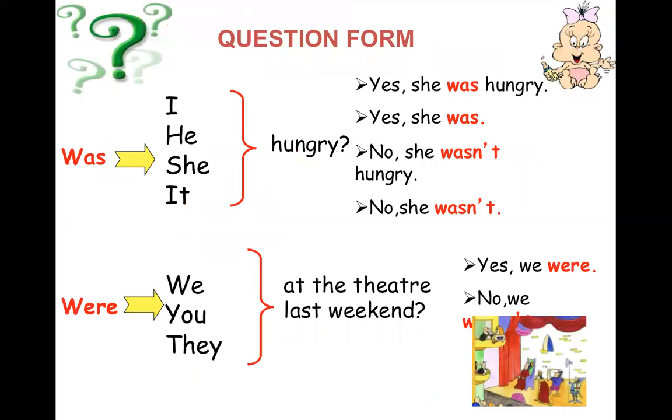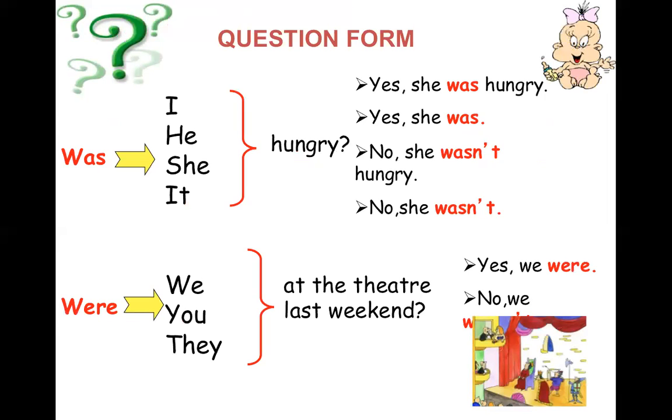How can you use it when you have to make a question form? You start the question with the verb to be. Was I hungry? Was he hungry? Was she hungry? Was it hungry? Were we at the theater last weekend? Were you at the theater last weekend? Were they at the theater last weekend?